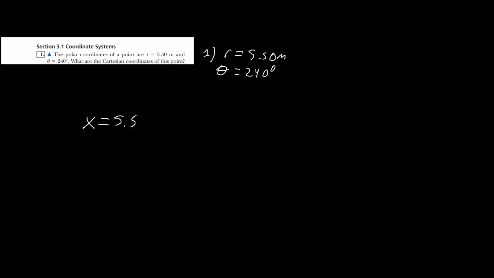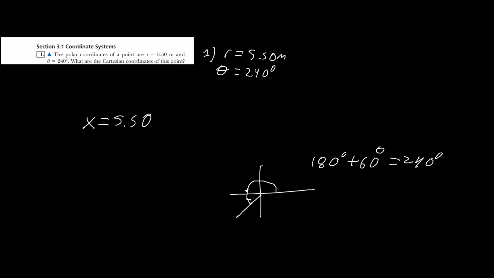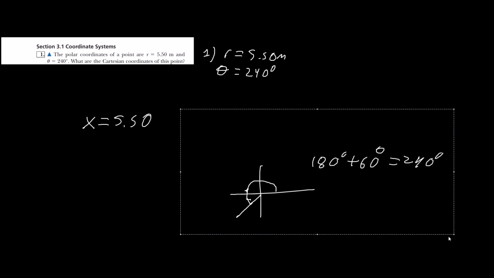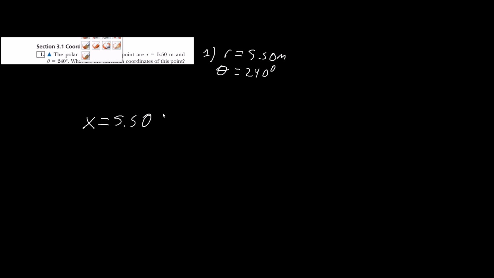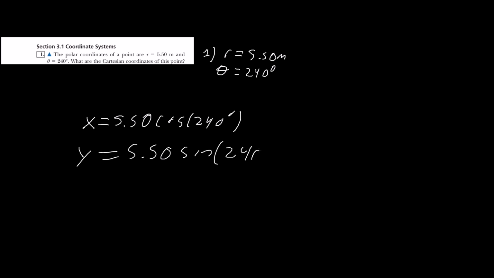So what I'm going to do is put this straight into the calculator. What we can establish later is that this is going to be 180 degrees added to 60 degrees to make 240 degrees. We're going to need to use maybe a little common sense to get the other angles in case we need them, but we're not going to need it in this problem. So we're just going to put 5.50 cosine of 240 degrees, and 5.50 sine of 240 degrees.